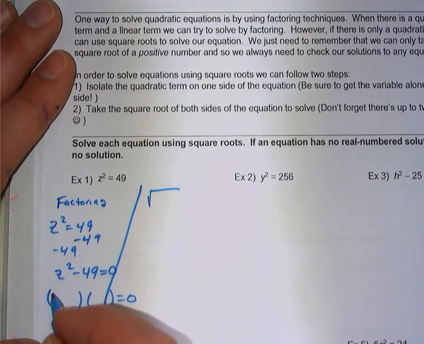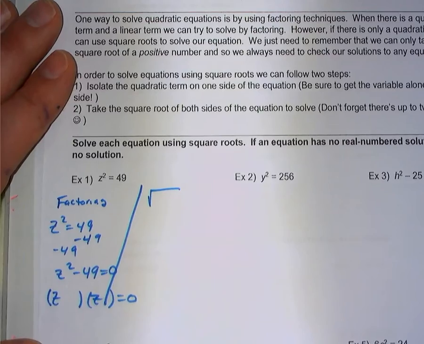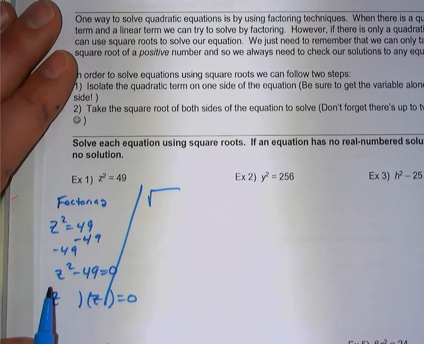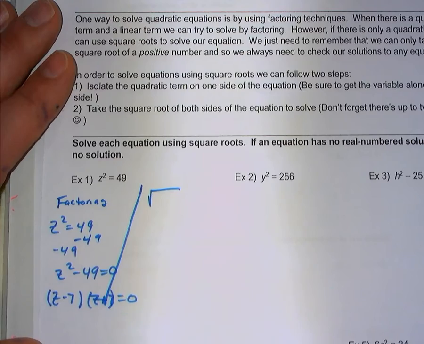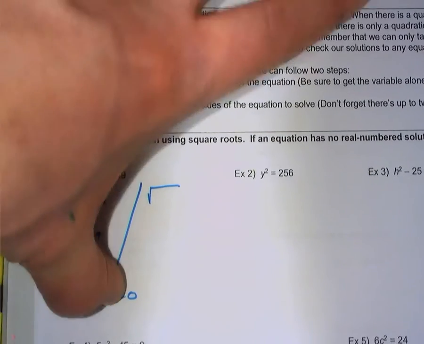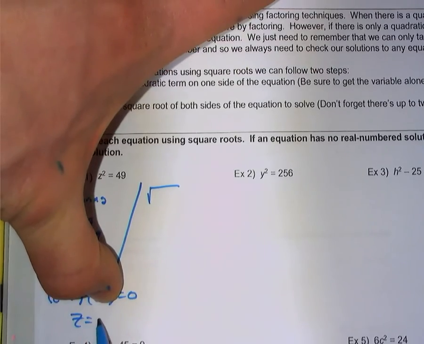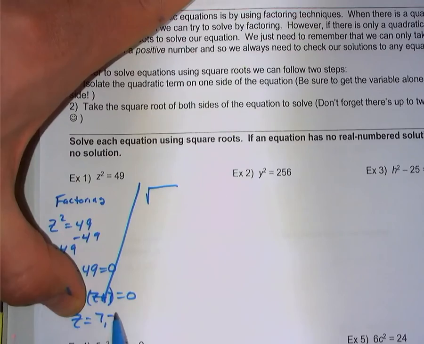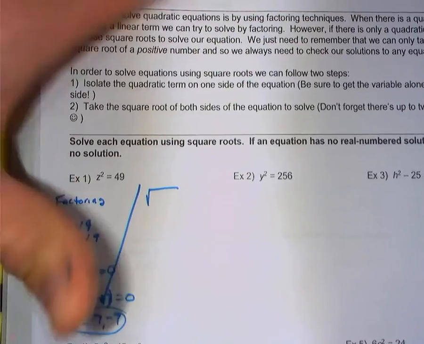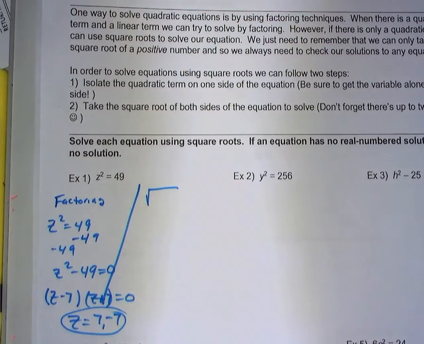Factors of z squared we know are z and z. What are factors of negative 49 that add up to nothing because there's no middle term? Jet, you got those? Negative 7 and positive 7. Yeah, so negative 7, positive 7, or positive 7, negative 7. Then we set each one equal to 0. And we get z equals 7. And subtract the 7 over, we get negative 7. So those are our 2 solutions. So that's the old way to do it.